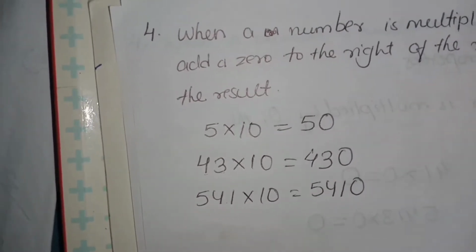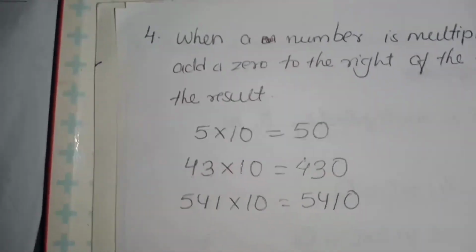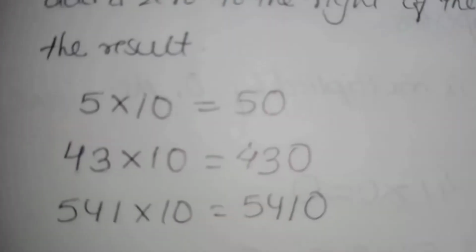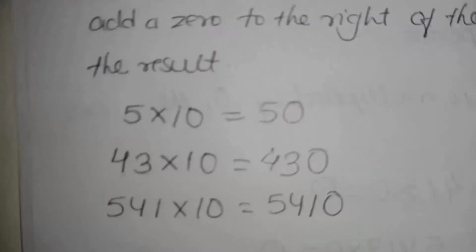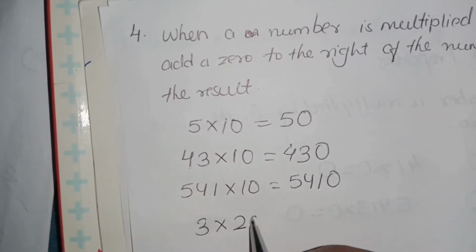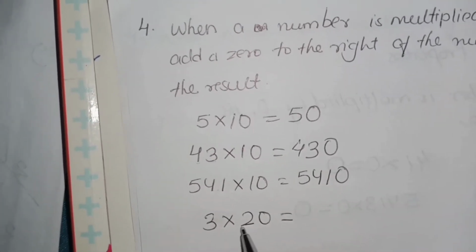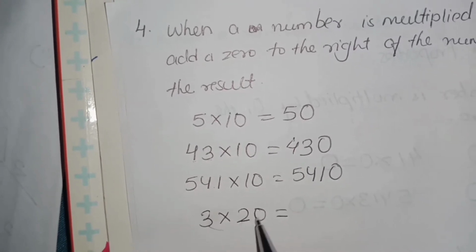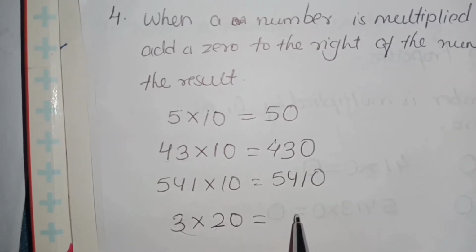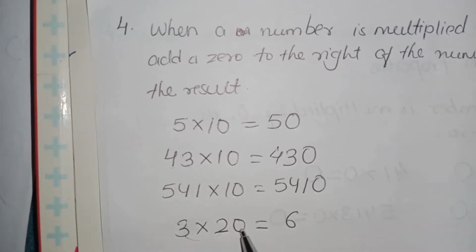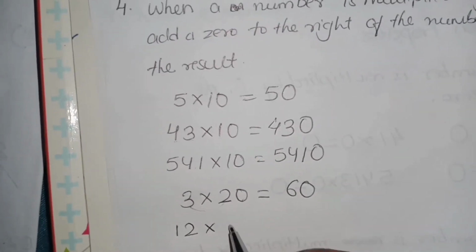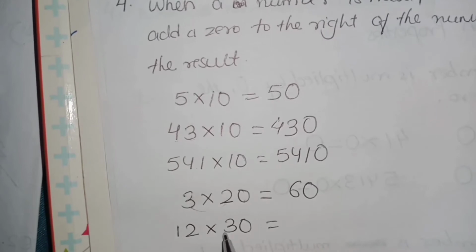Now this was with just 10. When we are multiplying with tens like 20, 30, 40, 50, how to multiply? In that case also it is very easy. 3 into 20. What you will do, you will multiply this 2 first. Don't multiply with this 0, we will add this 0 to the right hand side of the product. So 3 times 2 is 6, and this 0 you add here. Done.